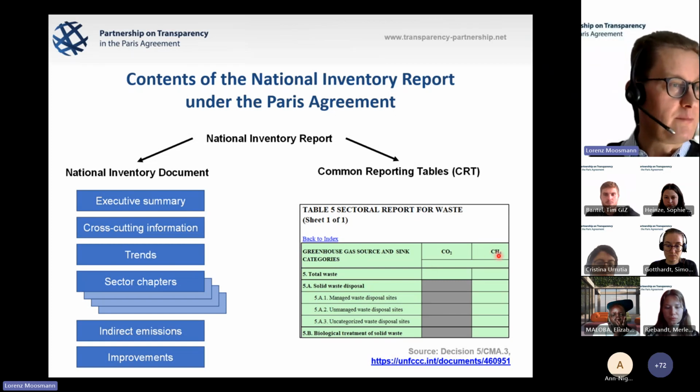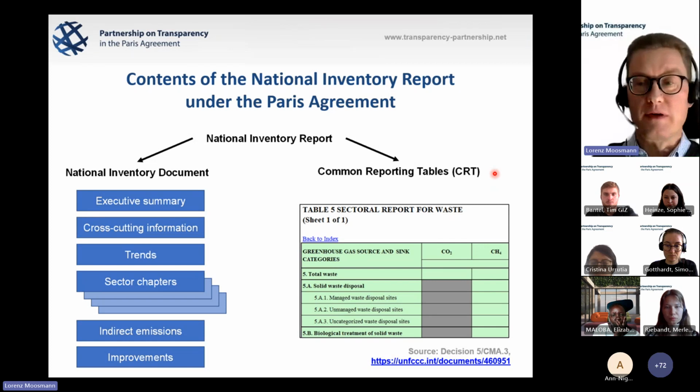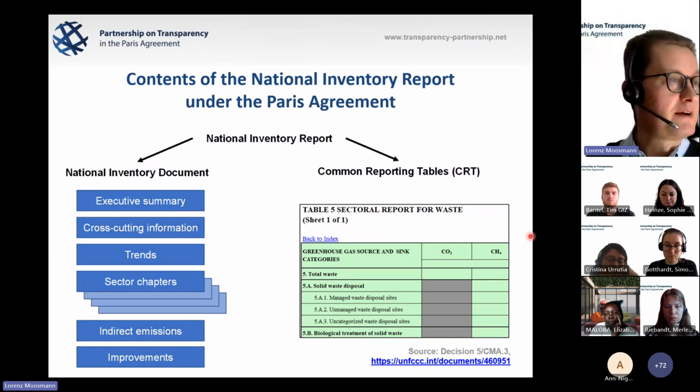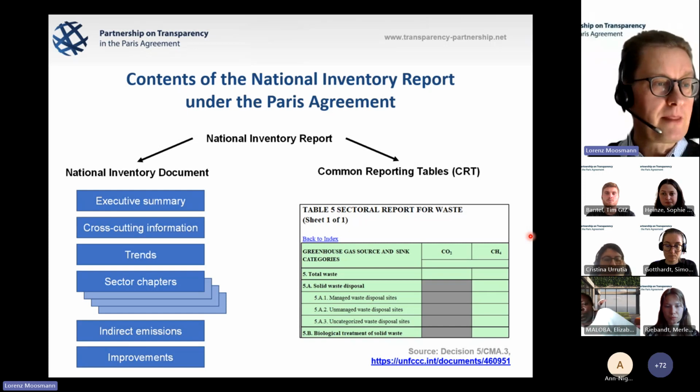Here's just a small example. Basically, those are tables for the electronic reporting of greenhouse gas emissions and removals by sector, by category, and by gas, as shown in this schematic figure. So those are just some aspects of greenhouse gas inventory reporting.